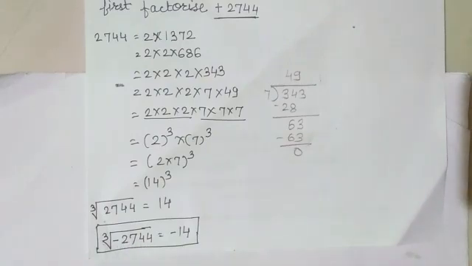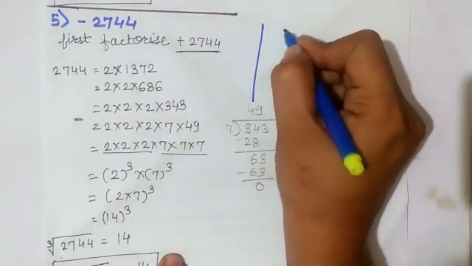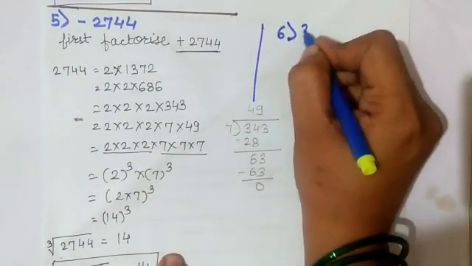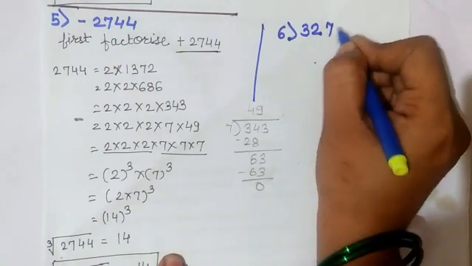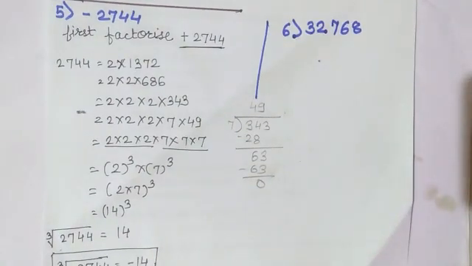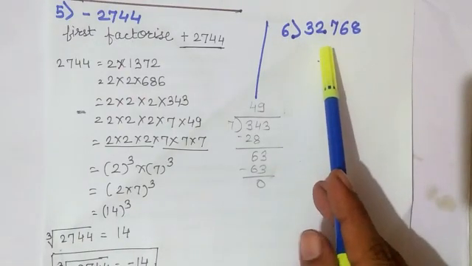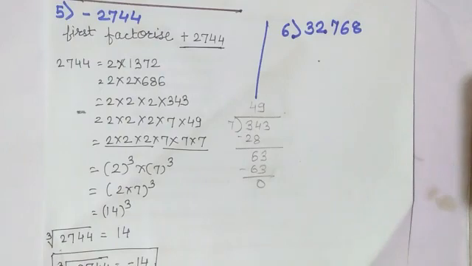Got it? Like that way, your next question is negative 32,768. This you have to solve on your own. It's a positive number also. You can easily find out its cube root. Got it? Here our question number 1 is over.